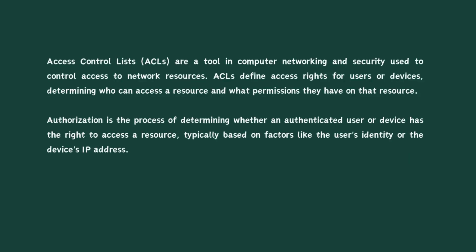Access control lists, ACLs, are a tool in computer networking and security used to control access to network resources. ACLs define access rights for users or devices, determining who can access a resource and what permissions they have on that resource. Authorization is the process of determining whether an authenticated user or device has the right to access a resource, typically based on factors like the user's identity or the device's IP address.